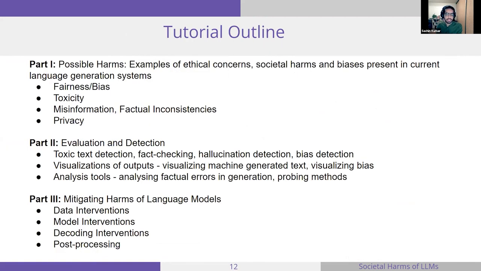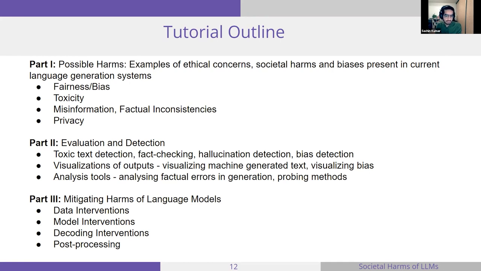Okay, so with that background, in this tutorial, we'll talk about three things. First, we'll talk about ethical concerns in language generation tasks, covering topics like fairness, toxicity, misinformation, and privacy. In the second part, we'll go over some recent studies, including some of our own work, which study how to detect, visualize, and analyze these problematic behaviors in generated text.